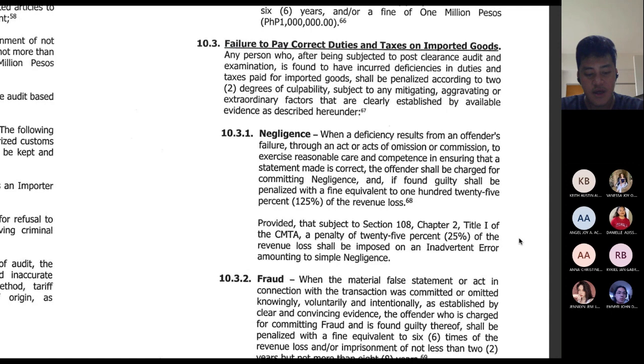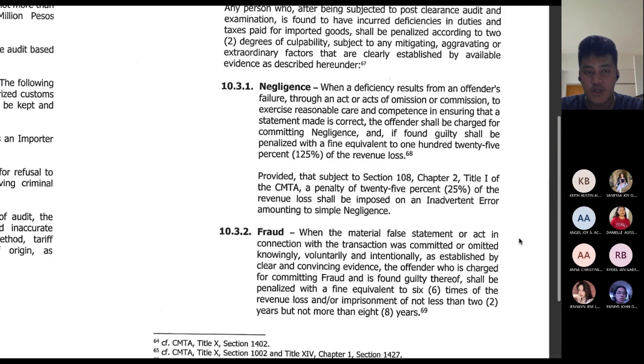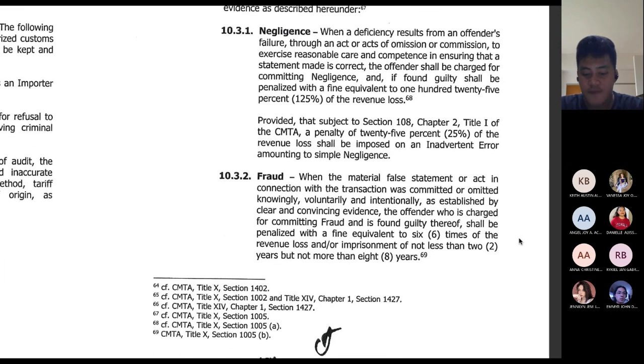The second one is 10.3.2 Fraud. When the material false statement or act in connection with the transaction was committed or omitted knowingly, voluntarily, or intentionally as established by clear and convincing evidence, the offender who is charged with and found guilty of fraud shall be penalized with a fine equivalent to 6 times the revenue loss and or imprisonment of not less than 2 years but not more than 8 years.